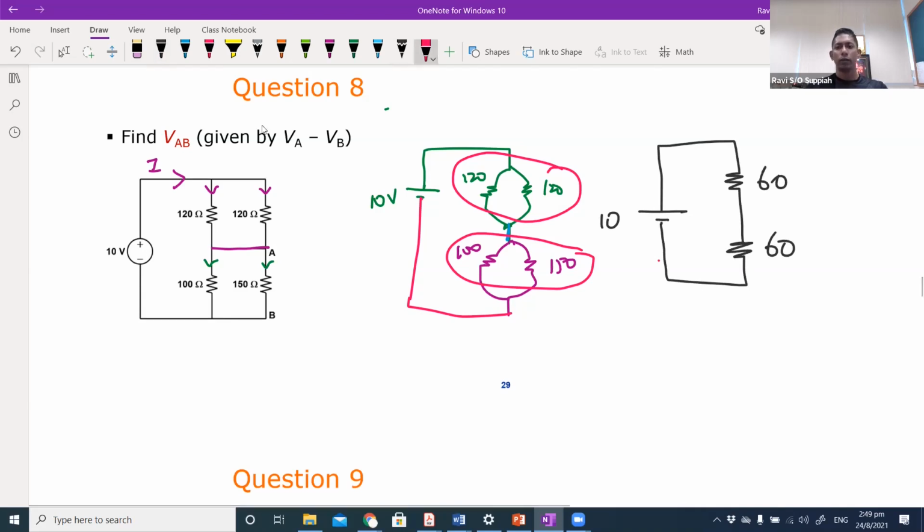And then you will find that this is 5 volts, and this is 5 volts, that means this entire branch here is 5 volts. And since they are both parallel to each other, 100 and 150, the same voltage appears across the 100 and 150 ohm, because anything in parallel is considered to have equal voltage.